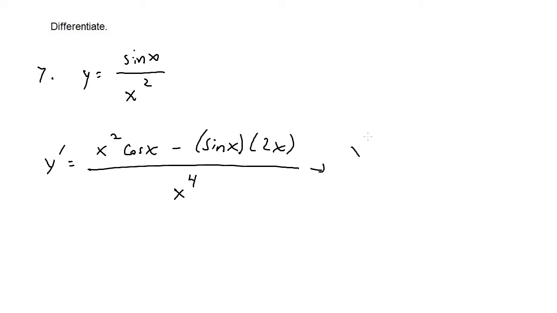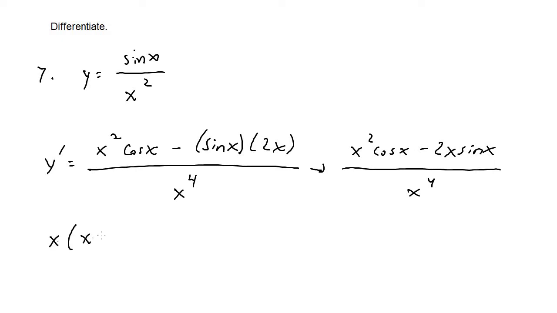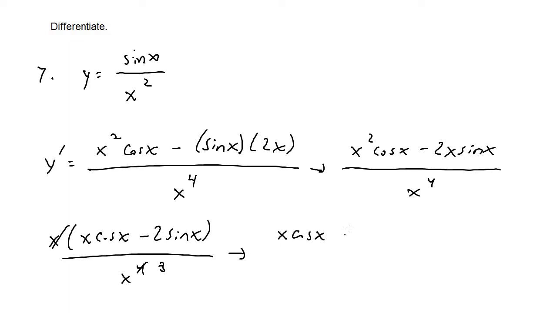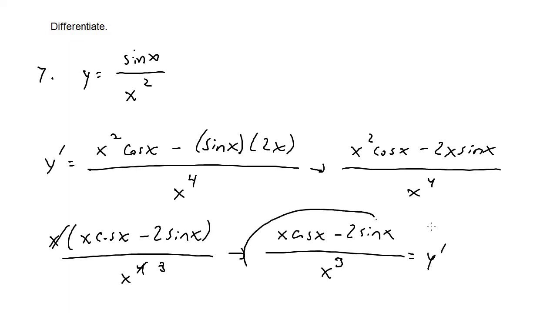So when I simplify, we get x squared cosine x, minus 2x sine of x, all over x to the 4th. I can go ahead and factor out x from the numerator, so we'll get x times x cosine x minus 2 sine x all over x to the 4th. And then one of the x's will cancel on the denominator. So then we'll have x cosine x minus 2 sine x all over x cubed. And that's the final answer for y prime.